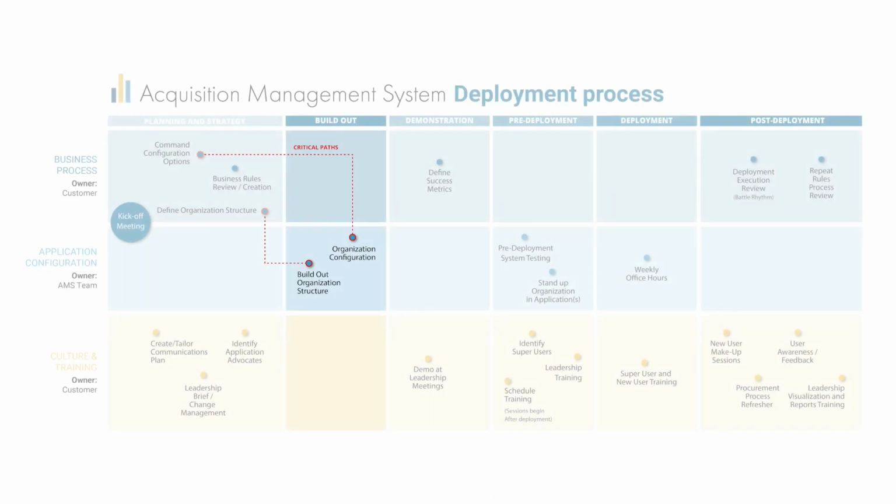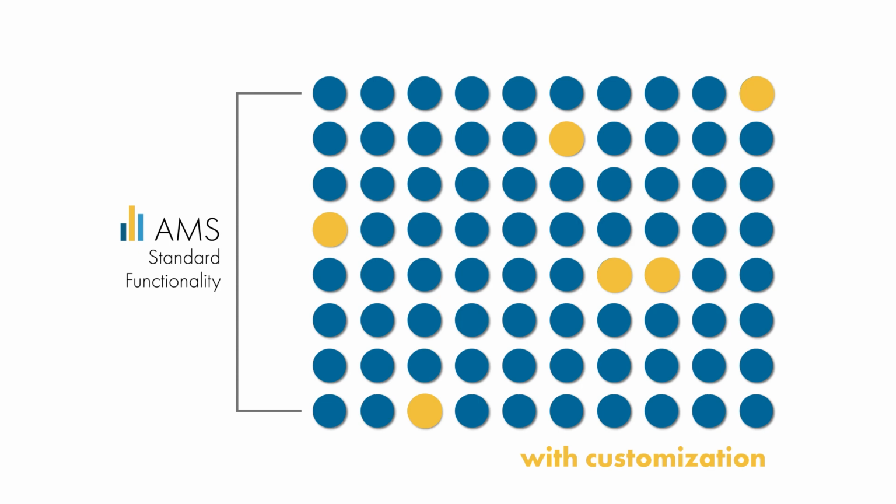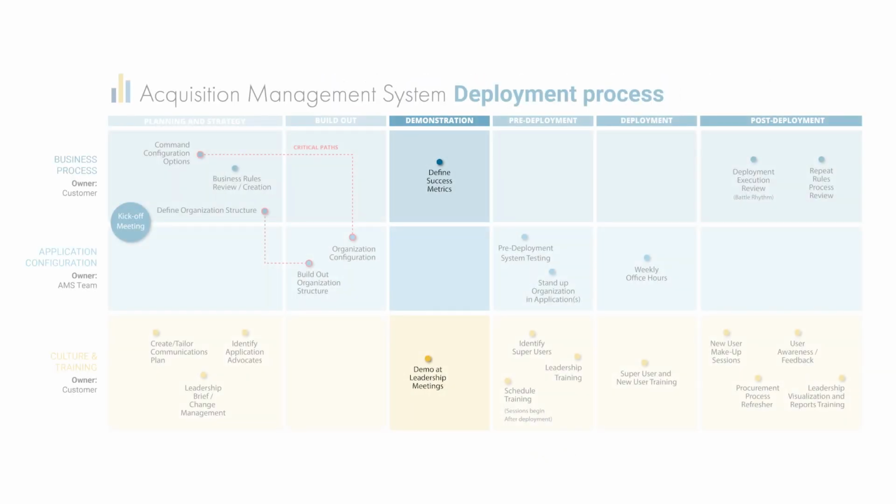The build-out phase is where we will work with the AMS software developers to create your organization in the system. While a large benefit of AMS is its standardization, we will perform limited customizations to ensure AMS captures data you need for your requirements. In the demonstration phase, we will conduct demonstrations of the AMS capabilities to your organizational leadership.